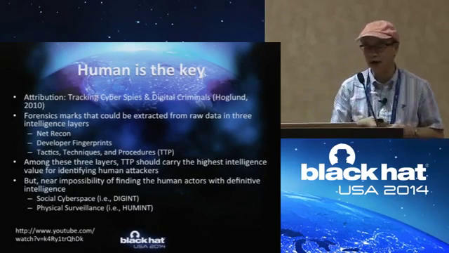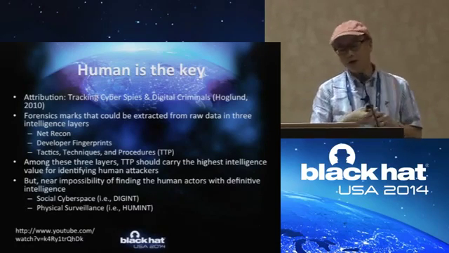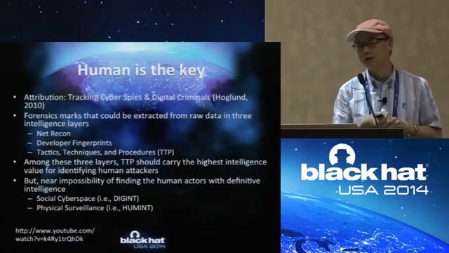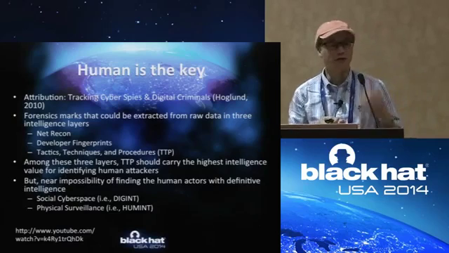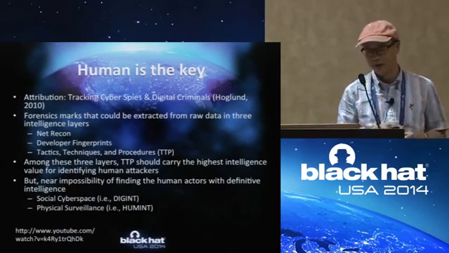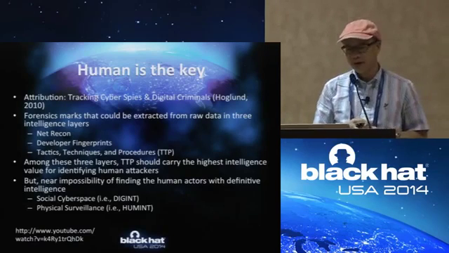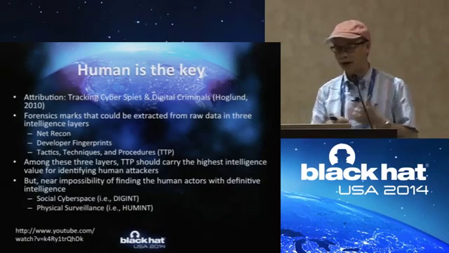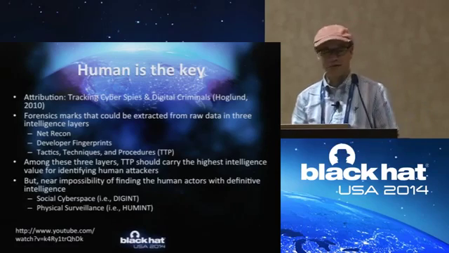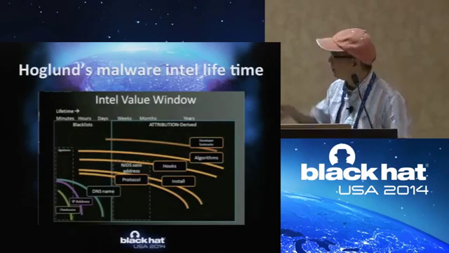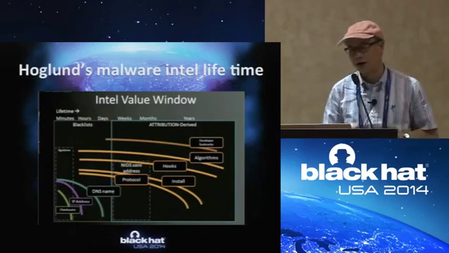I love this word a lot. He further says that these 3 layers, especially TTP, should carry the highest intelligence value for identifying the human and catching the guy. But he also points out that it is near impossible to identify the human actors with definitive intelligence. He put the DNS at the lower end of his diagram.